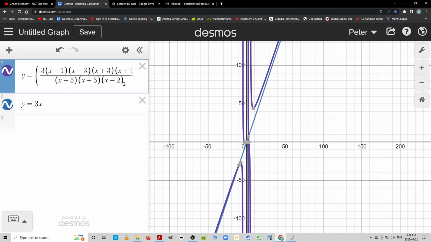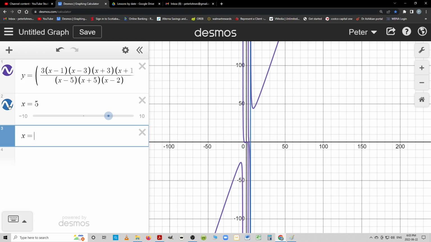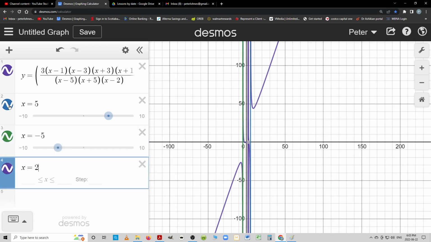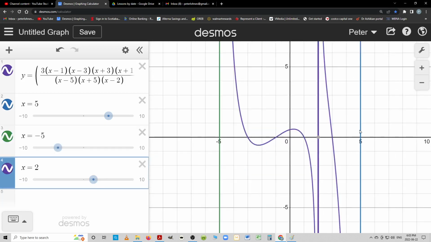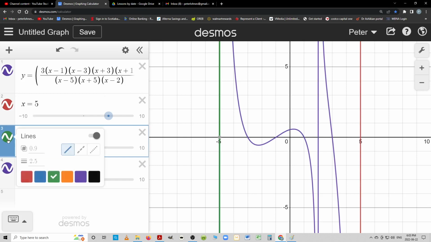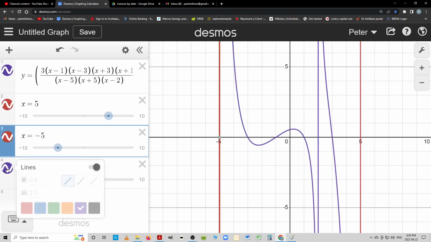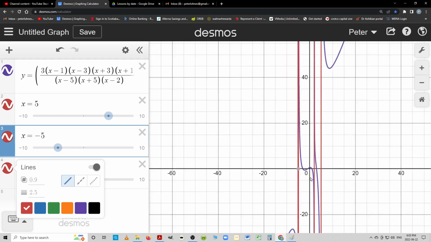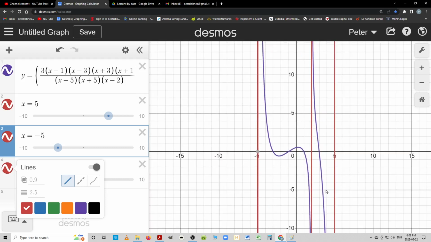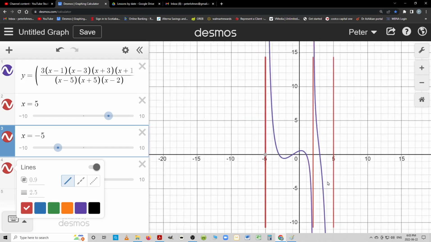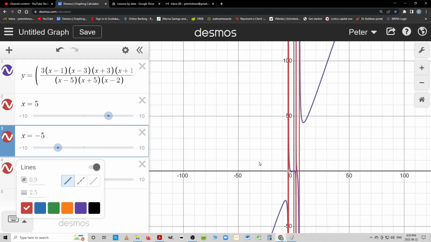But the rules for the verticals will still take shape. We're still going to find vertical asymptotes: x is equal to 5, x is equal to minus 5, and x is equal to 2. And so if I zoom in, and I make them all red, there we go. You can still see it never can cross the vertical asymptote because it can never have 0 in the denominator. And the pattern's a little bit easier to figure out.